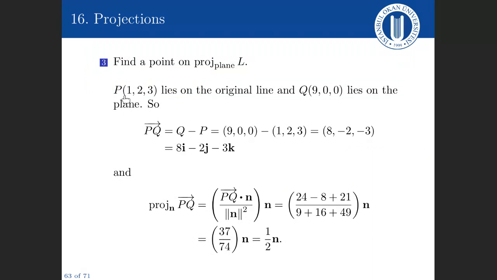The point 1, 2, 3 lies on the original line, on line L. The point 9, 0, 0 lies on the plane. So PQ is 8i minus 2j minus 3k. And the projection of PQ onto n is a half n. I'm being quick here, you can check this later.